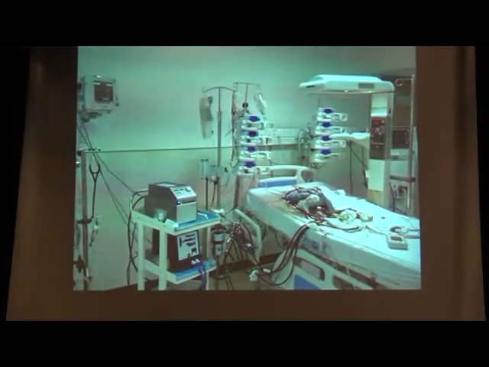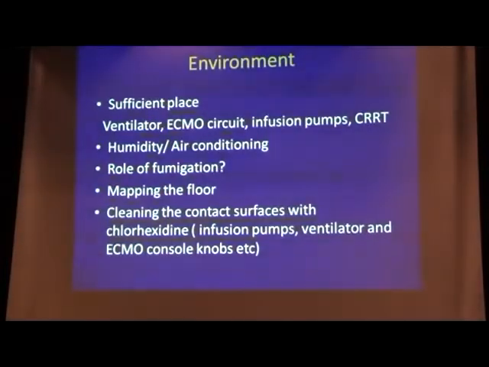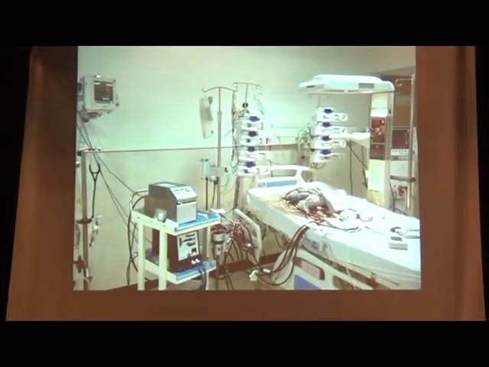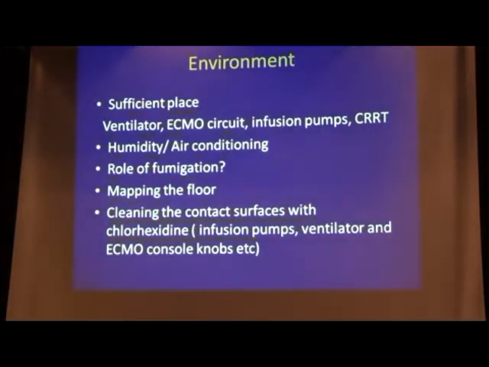This is one of the patients at Krishna Institute of Medical Sciences, a tiny one on ECMO. The environment: there should be sufficient place for the ventilator, ECMO circuit, infusion pumps, and CRRT if needed. So it should be a wider area. Humidity and air conditioning are very important as well. If the humidity exceeds 55%, that leads to the growth of bacteria and growth of fungus, more so fungus. So be very careful and watch the humidity levels in your immediate environment.